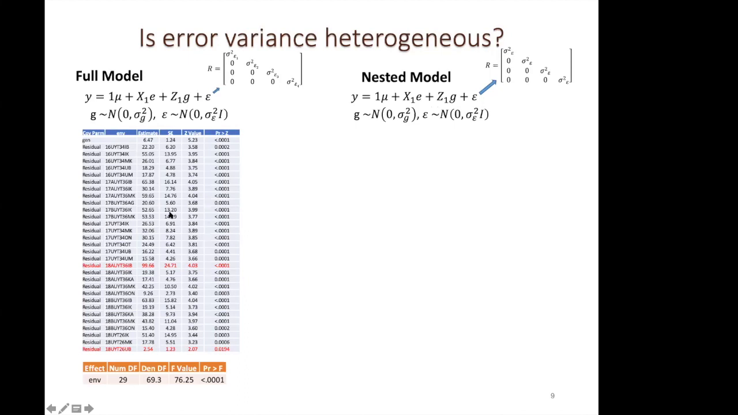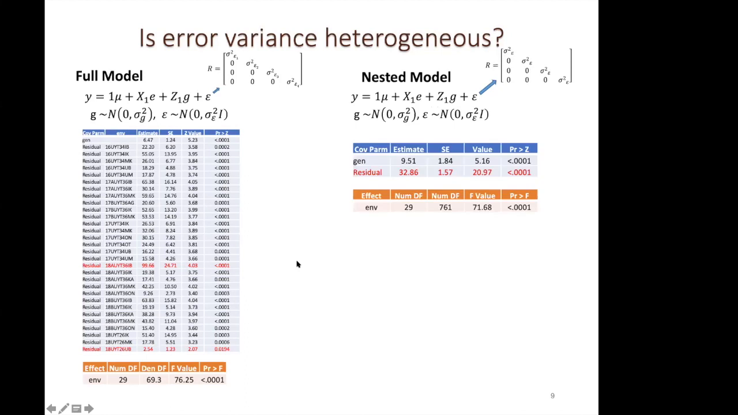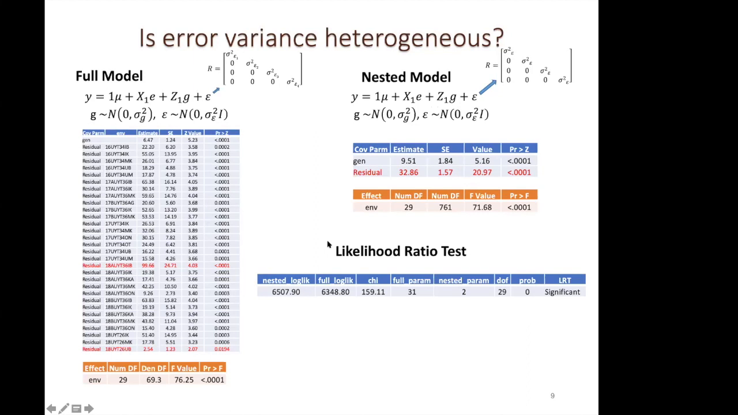So this is the result we get by fitting the full model. As you can see, the error variance ranges from 2.4 to 99.66. And the nested model, which assumes one uniform error variance across all the environments, gives us this result. So as usual, we carry out the likelihood ratio test, which confirms that the assumption of error variance heterogeneity makes sense, and it has to be taken into consideration so that the result from the analysis will not mislead us.